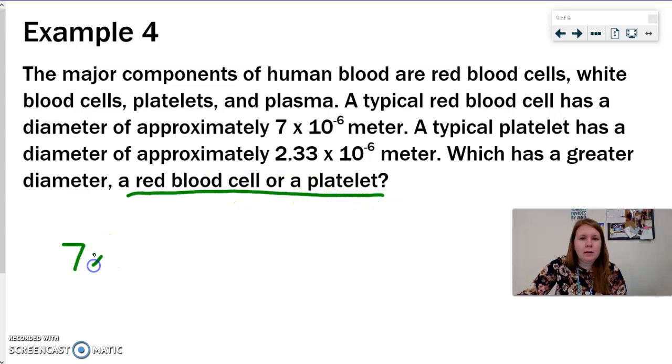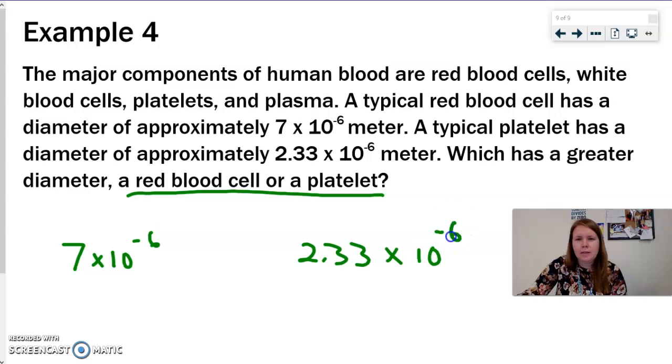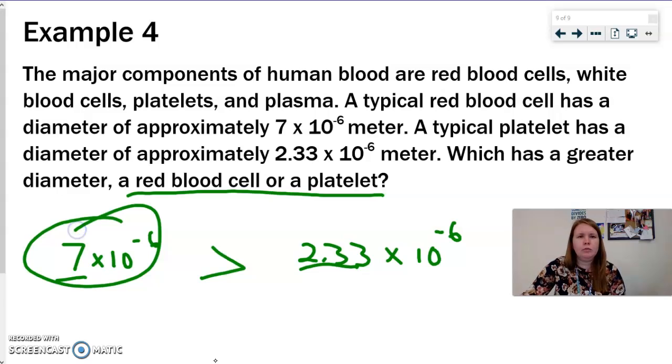So we're going to compare these two, so I'm going to write them out. In this case, I'm already noticing that they have the same power of 10. So then I just compare these two values. 7 is greater than 2.33, so this one is larger. Which one is larger? It's the red blood cell.